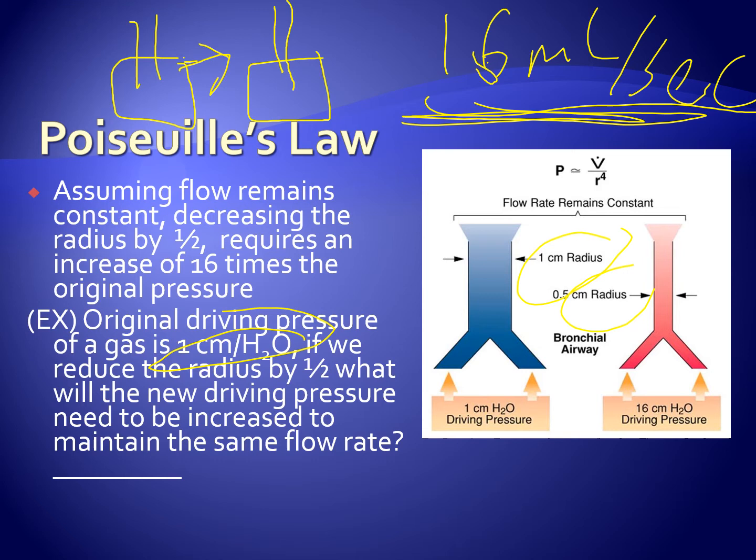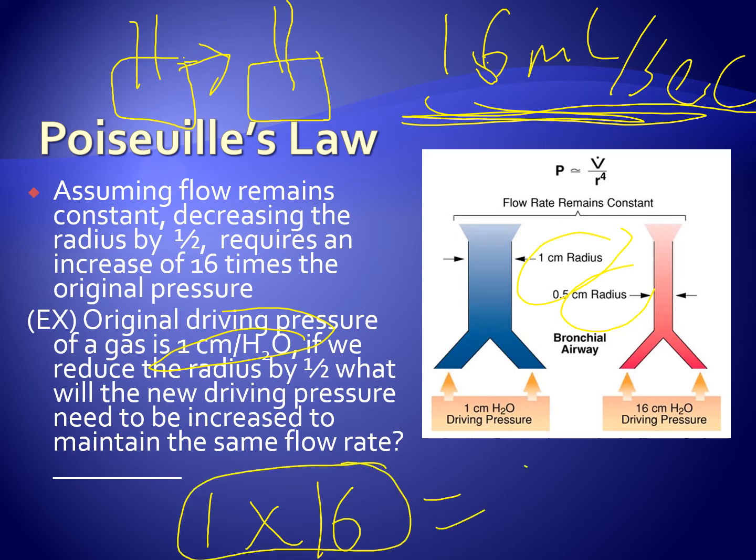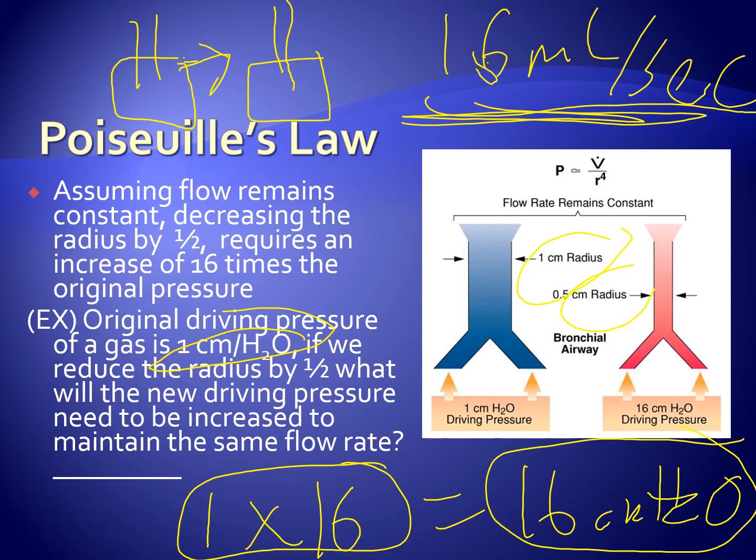So this is pretty easy. I'm going to take my pressure times 16. Remember, this is radius to the 4th, which should equal my new driving pressure of 16. So that's how much pressure I need to use to get the same 16 mLs per second out of the smaller straw than I was using with the normal size straw.